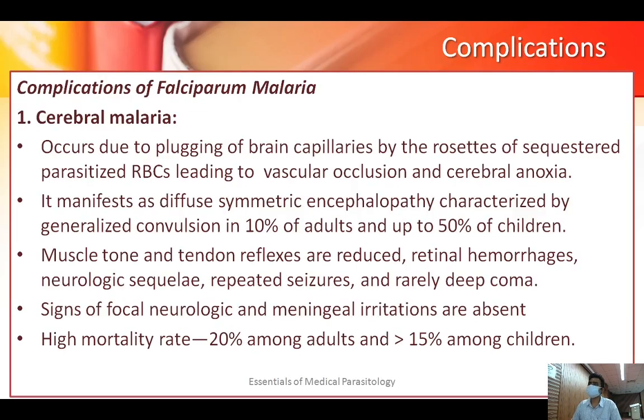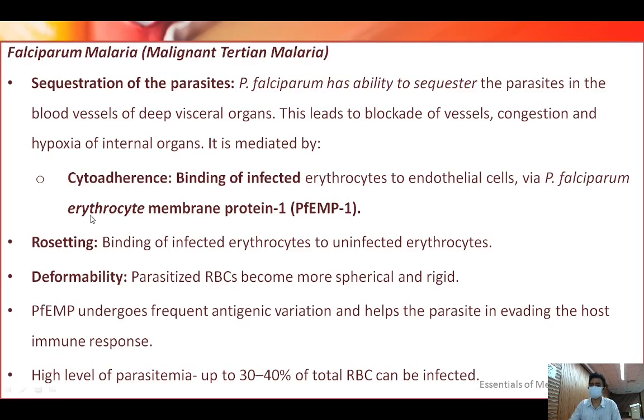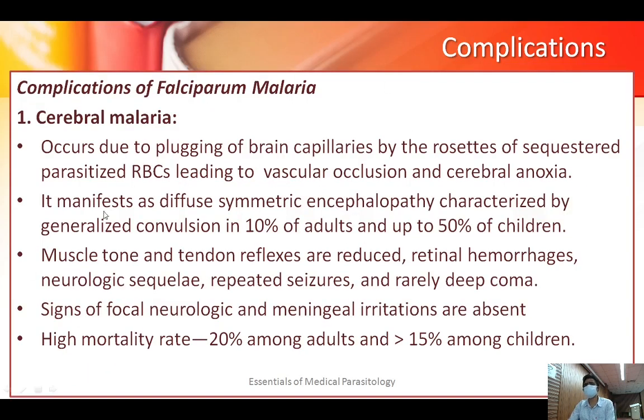The complications are that it may cause cerebral malaria, as I told you, because of these features of cytoadherence and rosetting, which are due to the presence of this Plasmodium falciparum erythrocyte membrane protein. It can cause clogging of the vessels, and if it occurs in the brain capillaries, it will give rise to all kinds of CNS symptoms, like symmetric encephalopathy characterized by generalized convulsions in 10% of adults and up to 50% of children. Muscle tone and tendon reflexes are reduced, retinal hemorrhage may occur, neurologic sequelae, repeated seizures, rarely deep coma can occur, signs of focal neurological deficit and meningeal irritation are absent, and there is a high mortality rate. So these are the things.